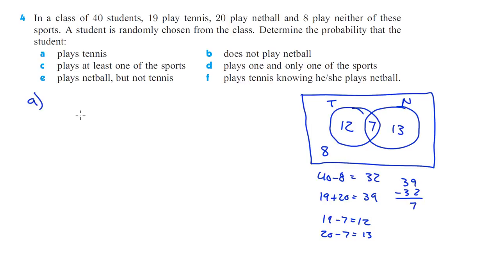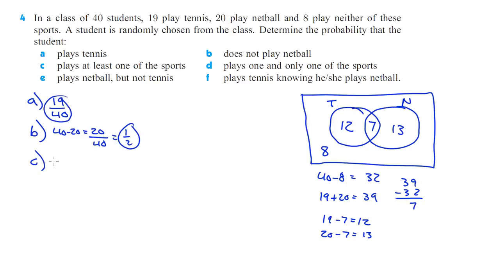So it says determine the probability that the student plays tennis. So that's the 12 plus 7, or the 19. So that's 19 out of 40 that play tennis, right? B, determine the probability that the student does not play netball. So there's 20 total that play netball. If there's 40 total, 40 minus 20, there's 20 out of the total 40 that do not play netball, which is 1/2 is going to be our probability on that one.